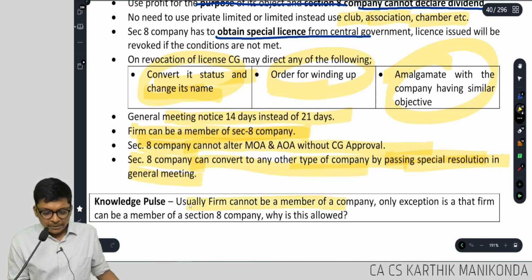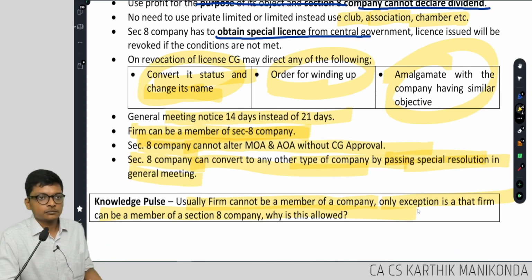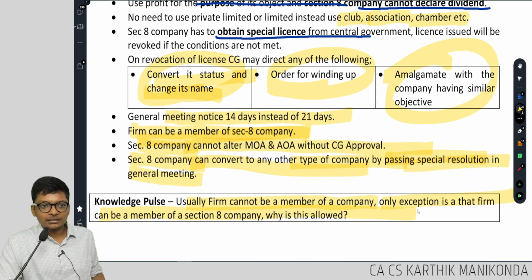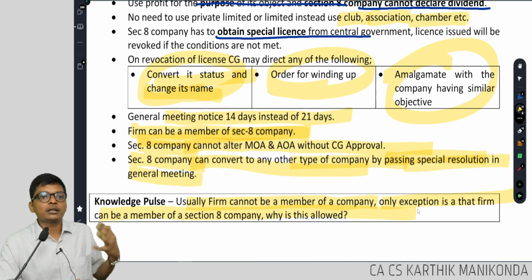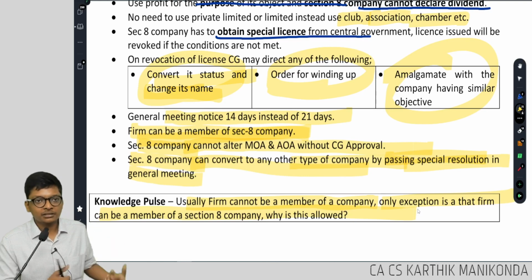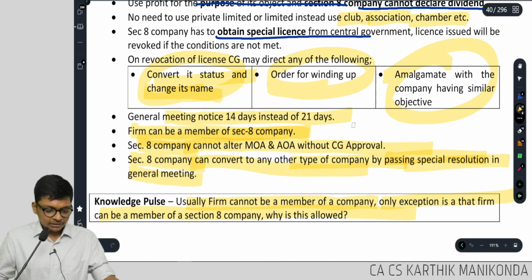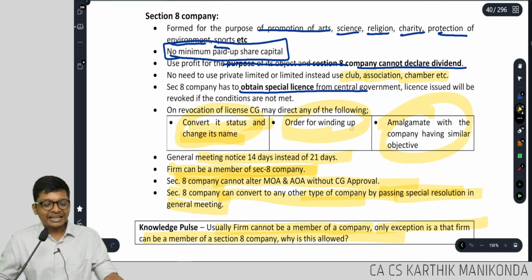Knowledge pulse, I told you, we discussed already. Usually firm cannot be member of a company. A partnership firm cannot be member of company. Only exception is firm can be member of Section 8 company. Why is it allowed? Non-profit motive. Are you following, guys? Clear? Because the intention here is to give donations. Allow people to donate. Allow people to do donations, charity work. Don't give restrictions. Clear, guys? With this, Section 8 company also comes to an end. Are you following, guys?